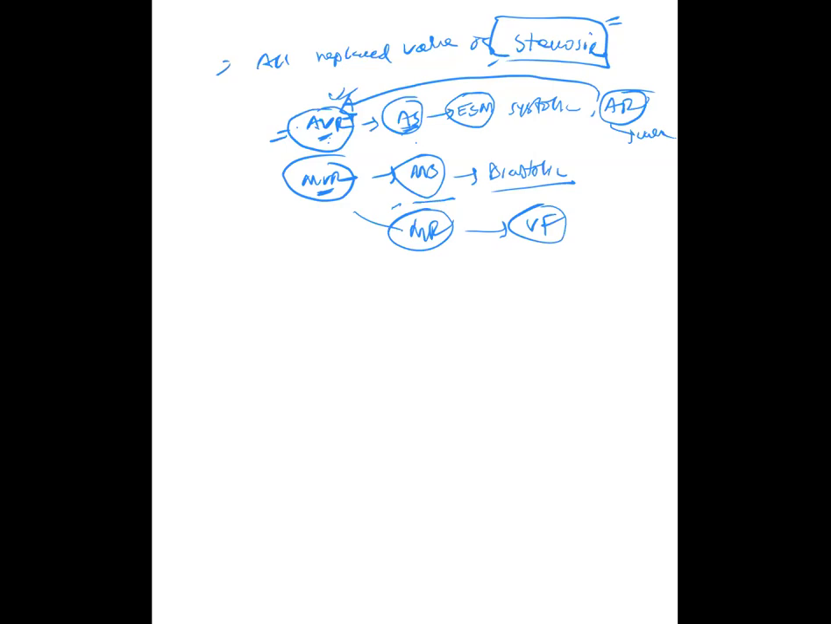Lastly, the golden skill, that is S1 and S2. It's very tough, but if you train your ear, then you can do it. If the click coincides with the first heart sound, that is MVR. If it coincides with the second heart sound, that is AVR. If it's both, then DVR.